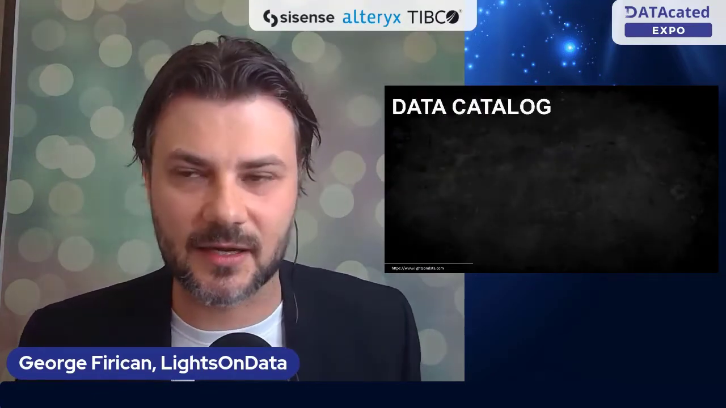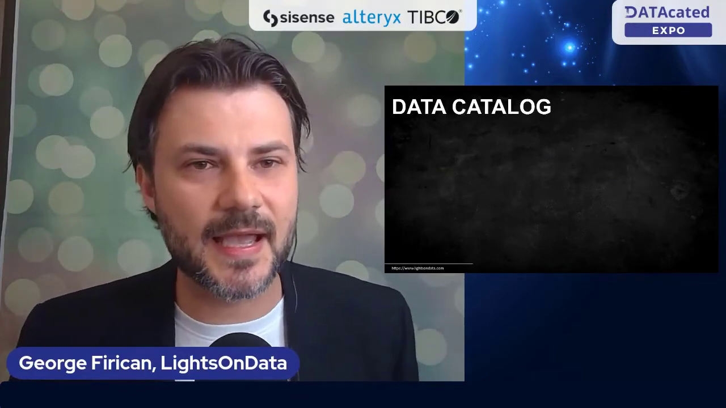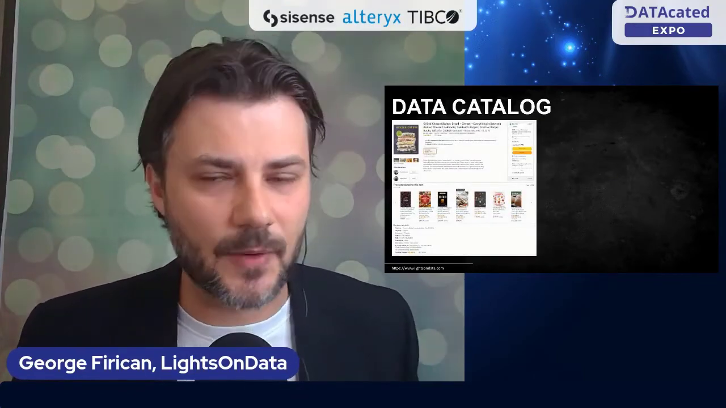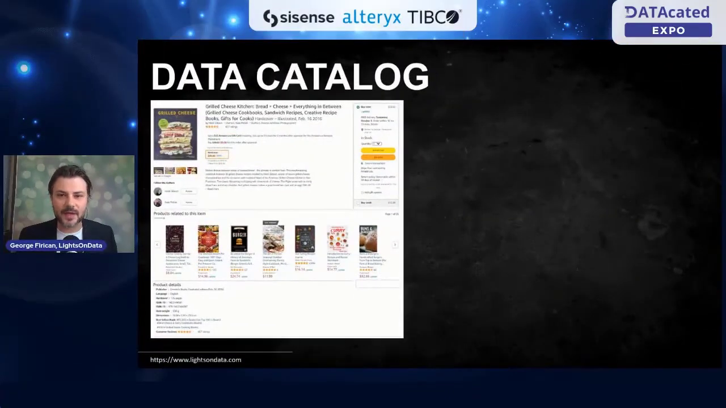And what about the data catalog? I haven't talked about that yet. The best way to explain it is to first look at Amazon. Now, Amazon carries millions of different products, and yet as consumers, we can find almost anything fairly quickly, right?